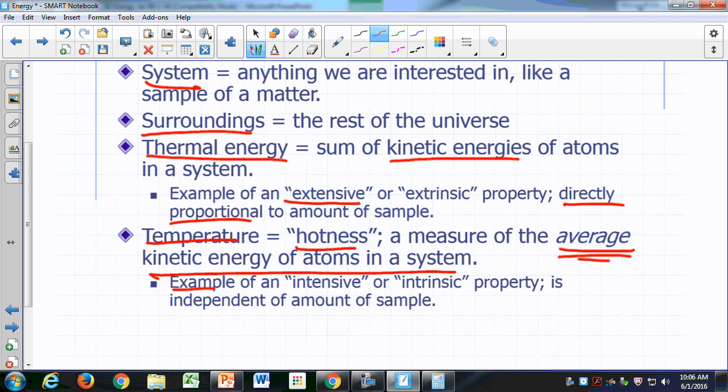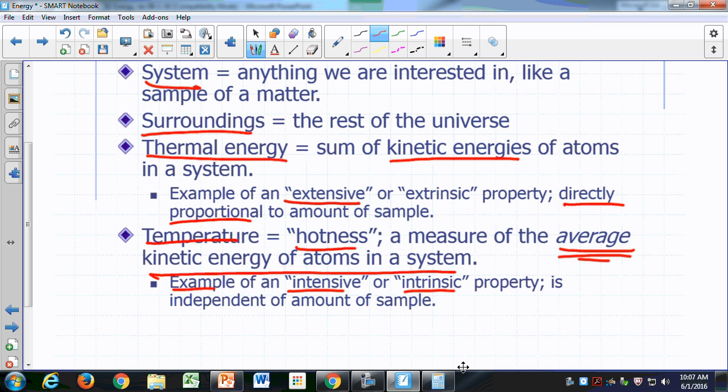So temperature is an example of what we call an intensive or an intrinsic property. So it doesn't matter how much sample you have. For example, imagine you have a beaker of water. Let's say you measure the temperature of the beaker of water. We're at room temperature, so let's say it's 25 degrees Celsius. Now imagine you have a duplicate, two of those. Will it be twice as hot? No, both are still at the same temperature. So temperature would be an example of an intensive or an intrinsic property.